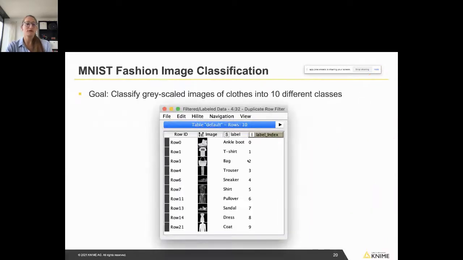And also here you can define networks, for example, for image classification, where you can read in images and then train a network to classify whether you can see, for example, ankle boots, t-shirts, bags, and so on in the images.